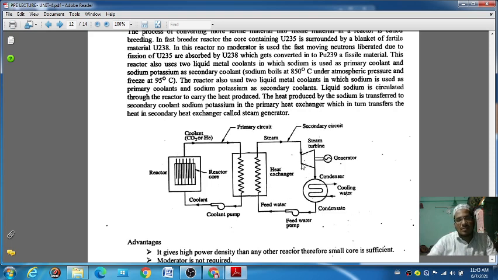Then the heat energy becomes steam, and it goes to the turbine. The turbine moves and makes power, and it goes to the generator. The remaining steam goes to the condenser, where it cools and becomes water. With the help of the feed water pump, we again pass that water into the heat exchanger.